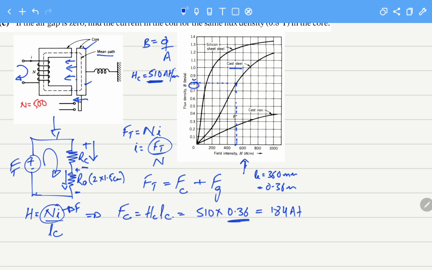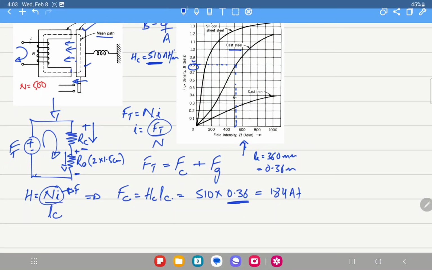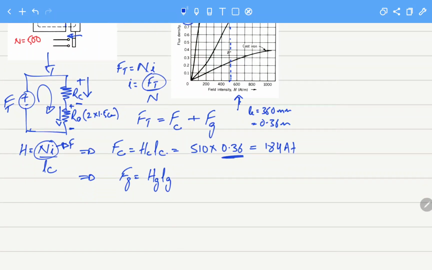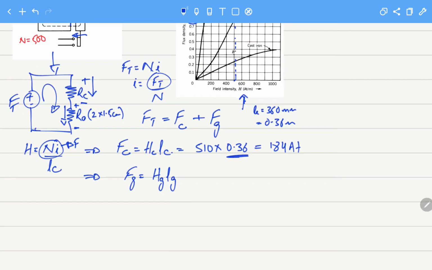Now we have the air gap also. To calculate for the air gap, let's look at Fg, which equals Hg times Lg. For Lg, I have said that we are combining the two together. So Lg we can say is 3 centimeters, and we will convert it into meters. Now how do we get the magnetic field intensity, Hg, for the air gap?